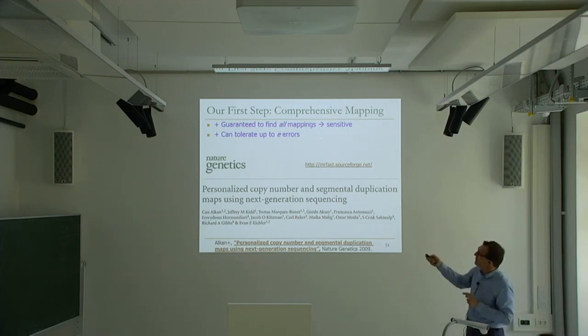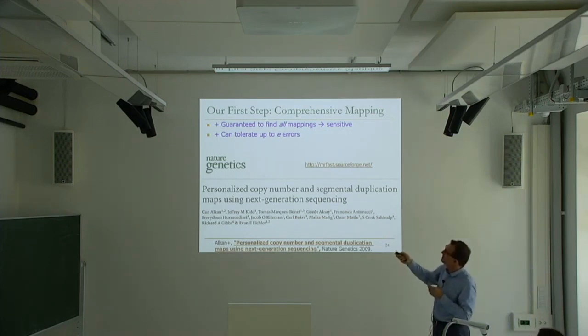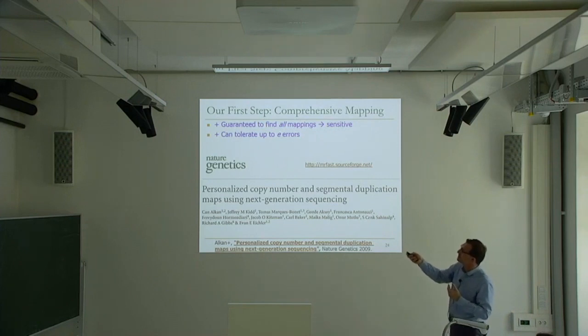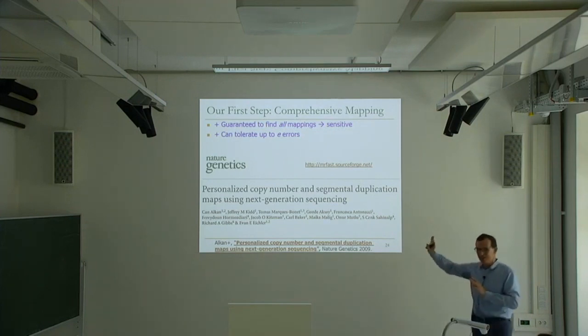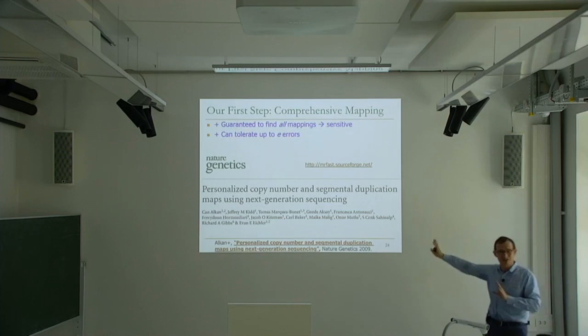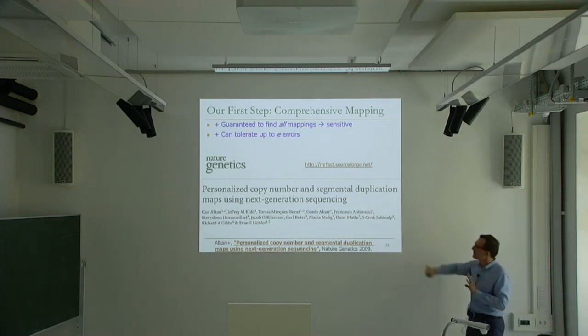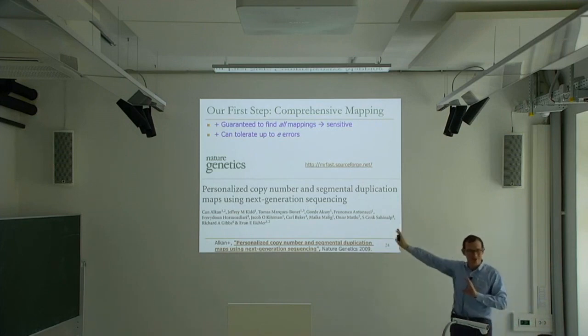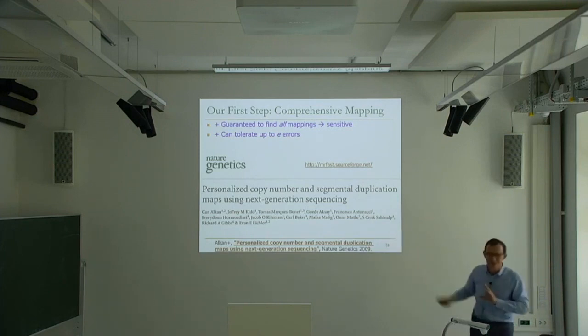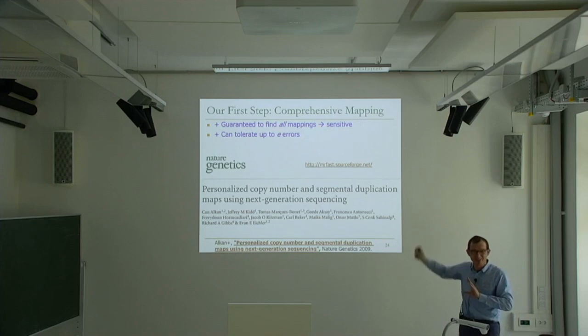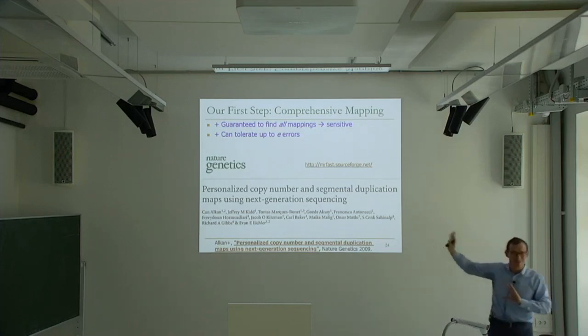So we wanted to actually have a very sensitive mapper that's guaranteed to find all mappings and that can tolerate up to E errors. And this is what we designed. I'm not going to bore you with the details. You can read this hard-to-read paper. When people write papers in Nature, they write hard-to-read papers. And unfortunately, I was part of that also. It's a good paper, but it's very hard to understand, I think.